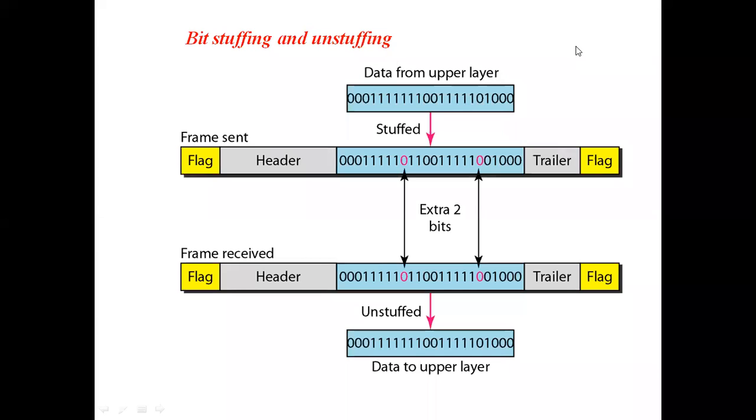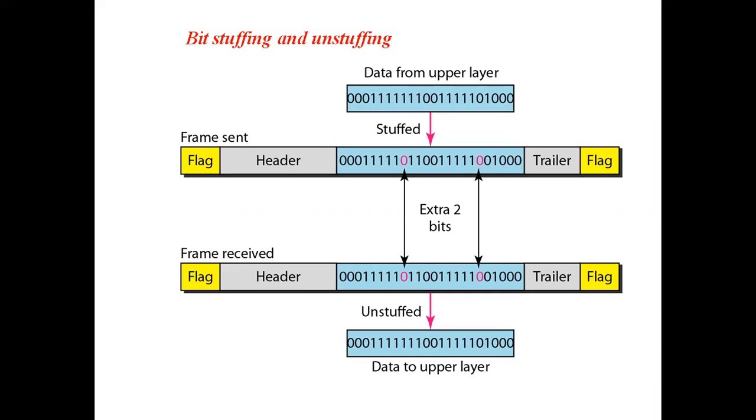Let us look into the bit stuffing concept. When data is coming from the above layer as zeros and ones, we want to prepare it like a unit. That preparation we call framing. As part of framing, we add a header indicating where the frame is beginning and where the frame is ending. That is indicated with the help of flags.